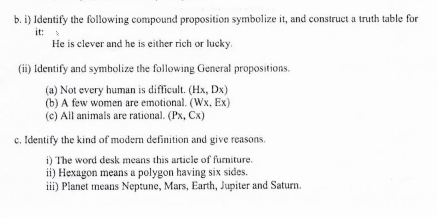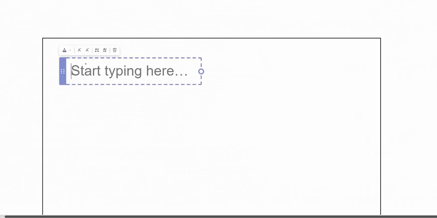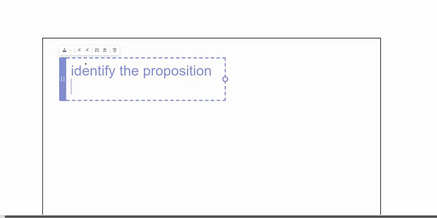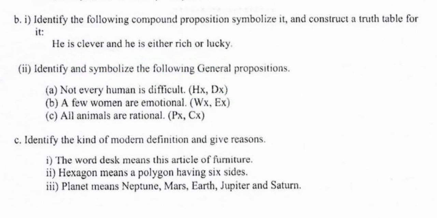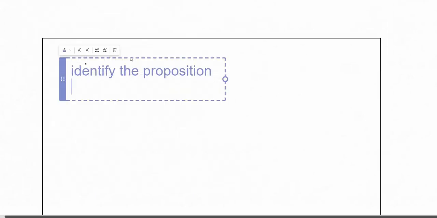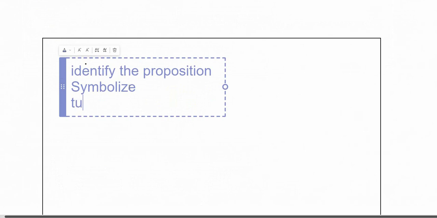Three things. One is to identify the proposition, same thing like the previous one. Second is to symbolize it and construct a truth table. So symbolize it, and then truth table.